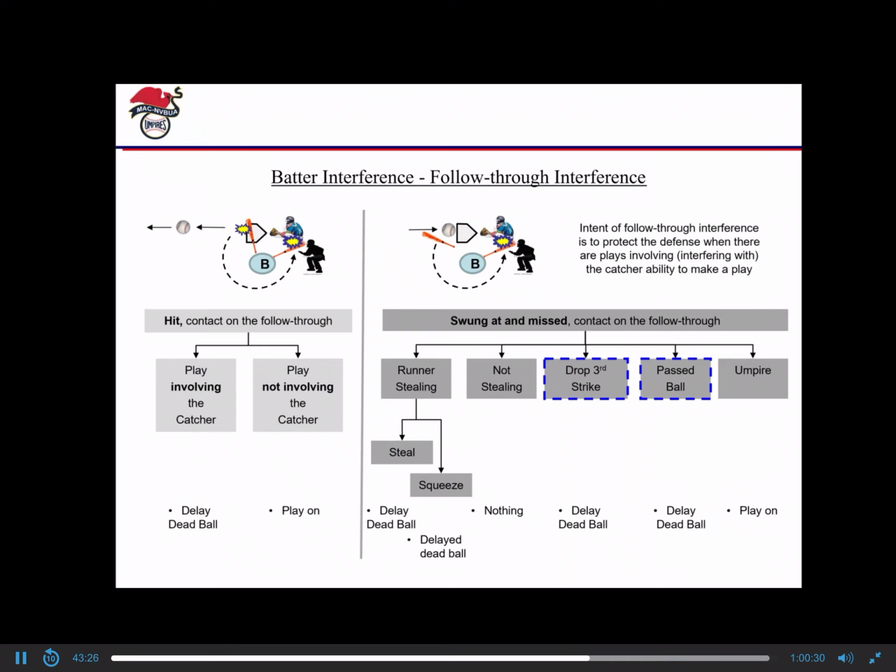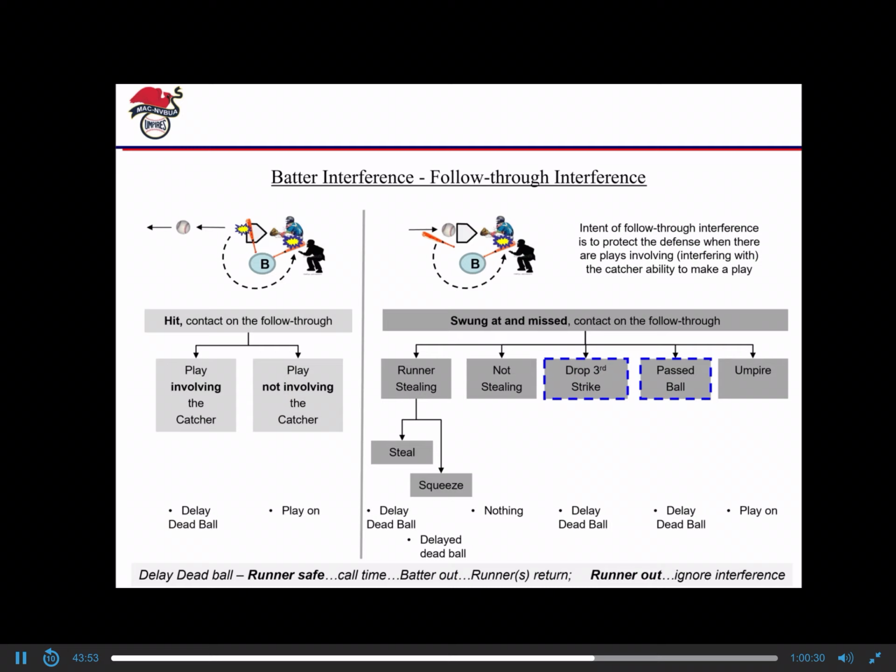Again, the intent of follow-through interference is to protect the defense and give them an opportunity for a put out. It's a delayed dead ball. If the runner is safe, we're going to call time. The batter is going to be declared out, and the runners are going to return. If on the follow-through the catcher gets a put out where the runner is out, then we're going to ignore the interference, and the ball is going to remain live.